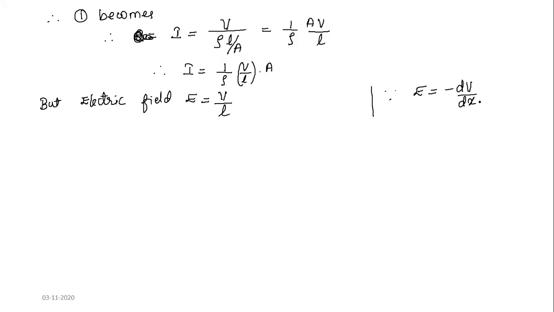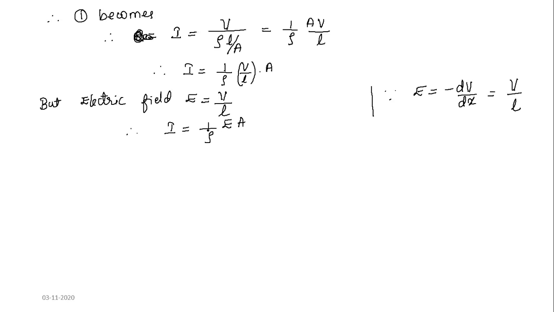Here, what did we do with dV? We have taken it as V, and dx is the length. So the electron is moving from the negative end to the positive end. Then E is V divided by L. Therefore, substitute: I is equal to 1 divided by rho into E into A.